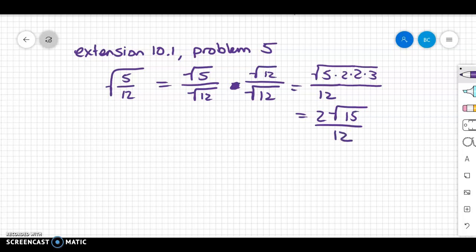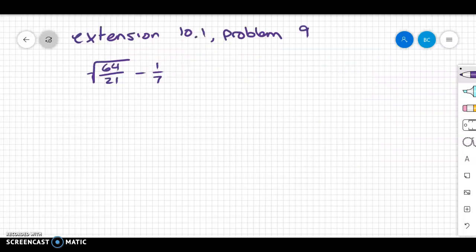And then I have to look to see if I can reduce, and I can, so I've got the square root of 15 all over 6. And I have fully simplified that rational expression.